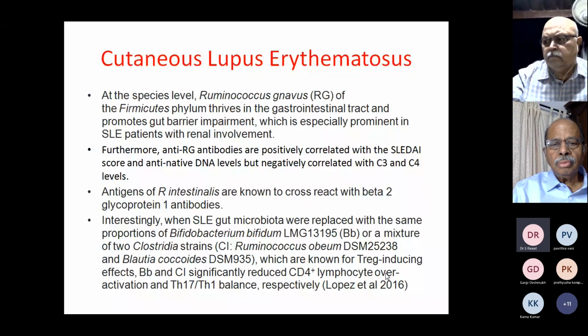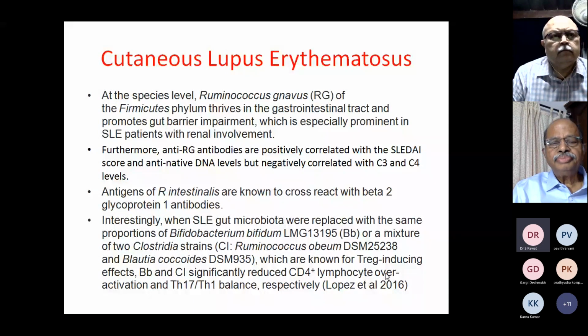Now, when the SLE gut microbiota were replaced with the same proportions of Bifidobacterium and a mixture of two Clostridia strains, various Ruminococcus and Blautia species, they actually induced Treg-inducing effects, and they significantly reduced CD4 lymphocyte activation, and they changed the balance of the various cytokines responsible in disease, respectively the Th17 and T helper 1 balance.